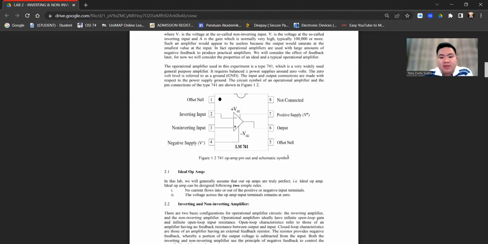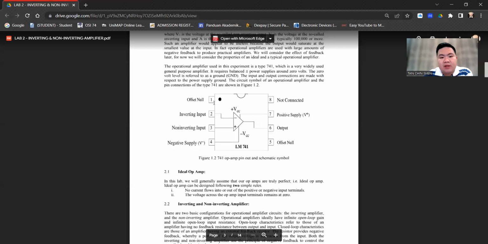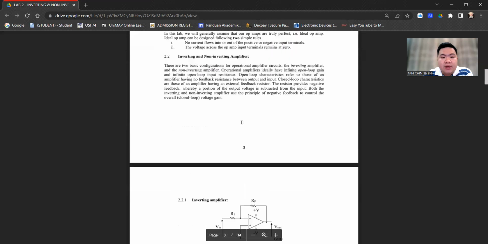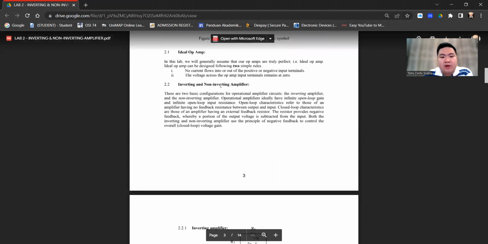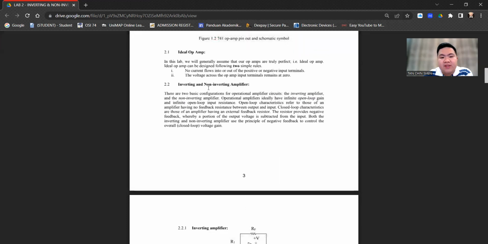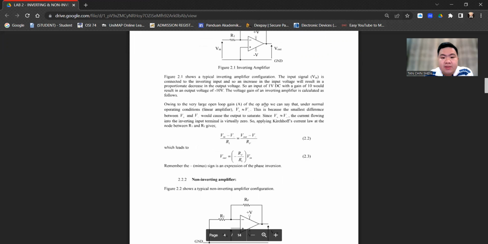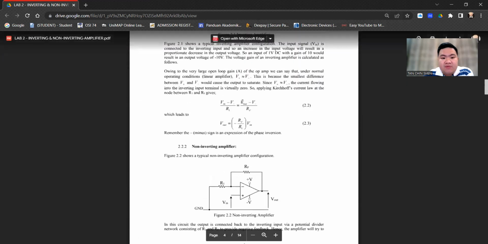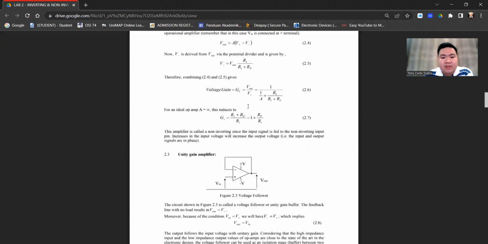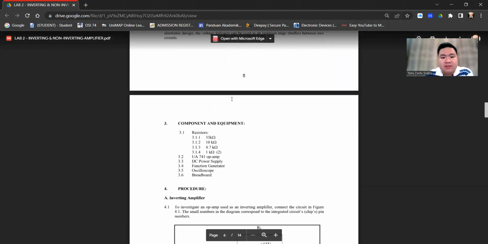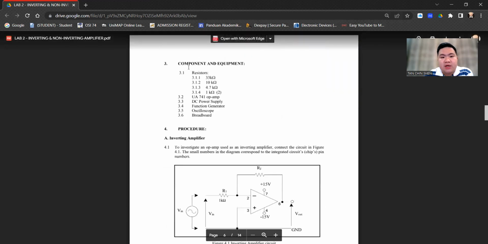Then the schematic symbol and the pin output, the 8 pins. Then it continues with an introduction of the inverting and non-inverting amplifier, and some formula calculation. Here is where our lab starts.